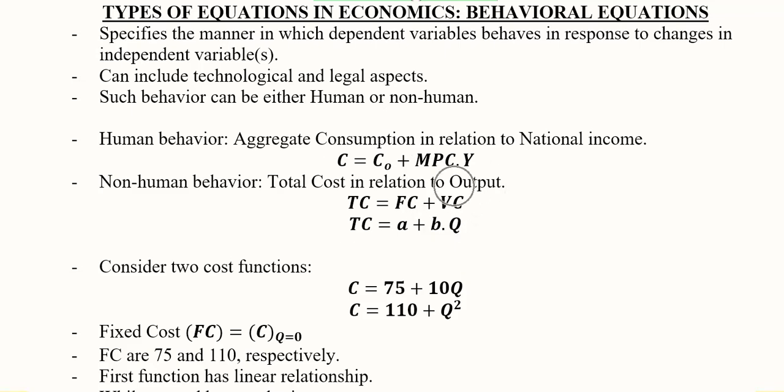In addition to human behavior, non-human behavior can also be there. Total cost in relation to output. Total cost is a sum of fixed cost and variable cost. So you see, the fixed and the variable costs determine the behavior of the total cost. More specifically, the variable cost has the variable output in it, so it determines the total cost accordingly. So total cost is equal to A plus B into Q. This is the fixed cost and this is the variable cost.